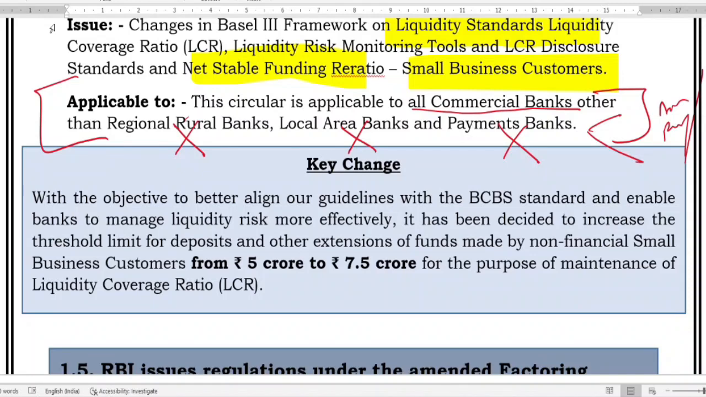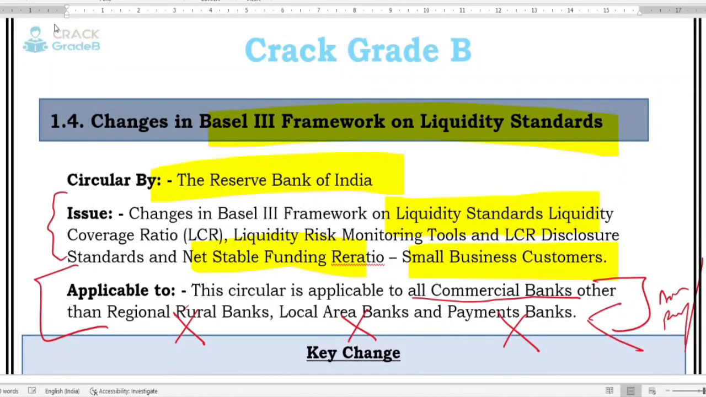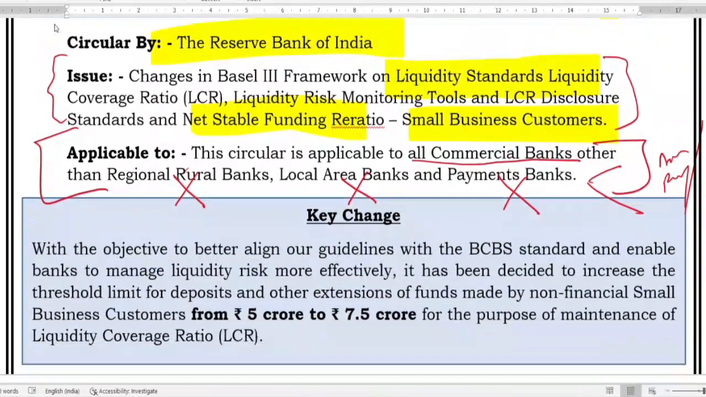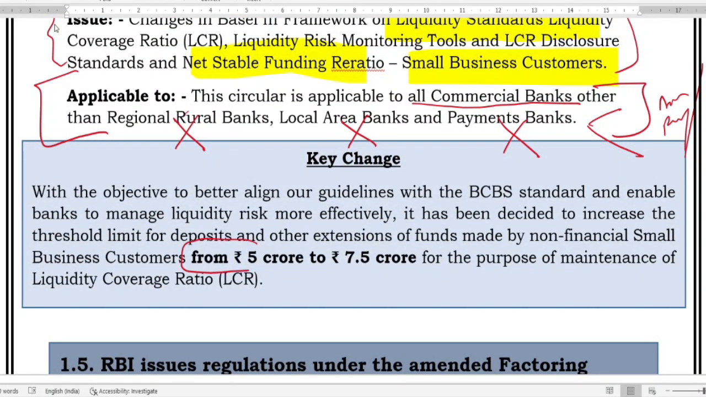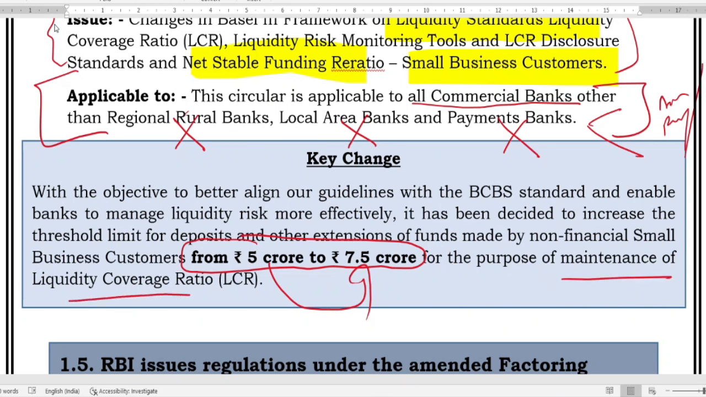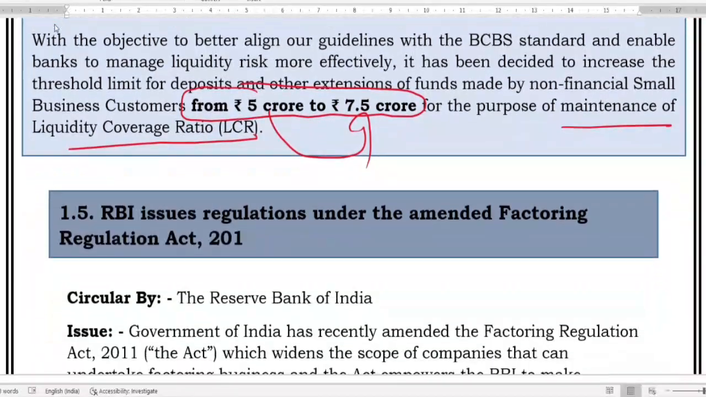Now, what has changed? Very important. When you read all these things, most of you might have thought that this is so tough to understand, if I'm not wrong, right? If you want to be honest, just mention it in the comment section. Then the only thing you have to remember is that the amount has been changed to 7.5 crore from 5 crore, simple, for the purpose of maintenance of the liquidity coverage ratio. And this is applicable to all commercial banks. That's it. No regional rural banks, no LABs, no payment banks, right? Now, let's move forward.